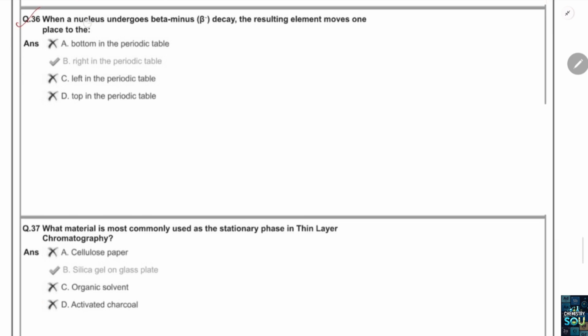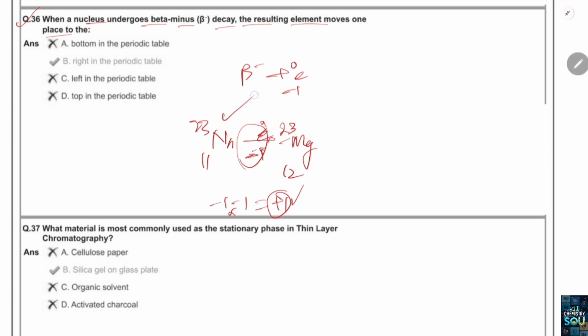Question number 36, when a nucleus undergoes beta minus decay, the resulting element moves one place to the right. Beta minus means an electron, 0 minus 1. Suppose this is sodium, 11 23, when it releases the beta particle 0 minus 1, it will convert to magnesium 23. So when a beta particle is removed from a system, it increases the atomic number by 1. So in the periodic table, option B is correct.